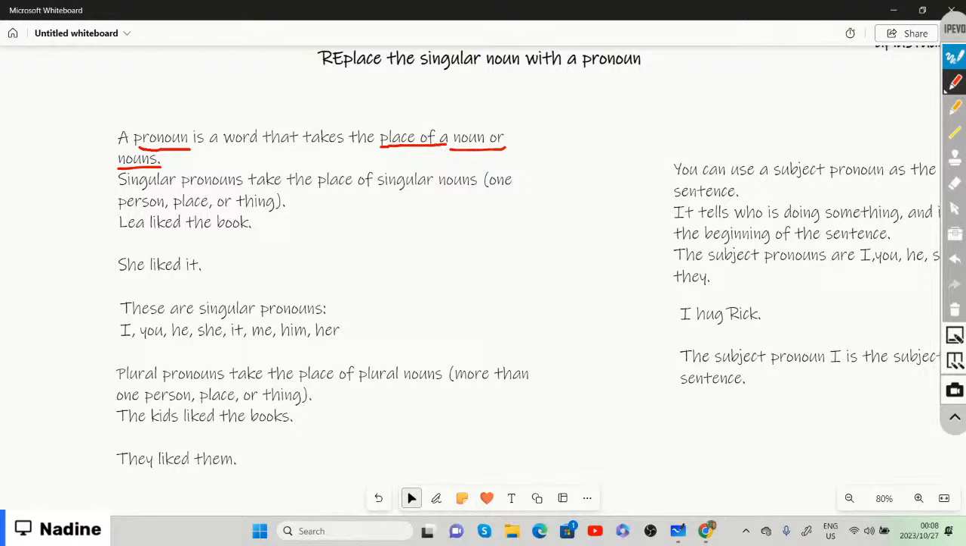An example of a singular pronoun: Leah liked the book. So that is one example. Leah is a noun. But now, if we replace that noun with a pronoun, then we can say she liked it. So it refers to the book and she refers to Leah. So she is now the pronoun.